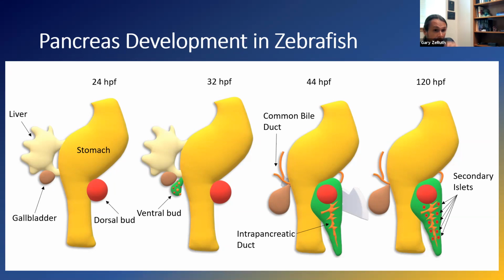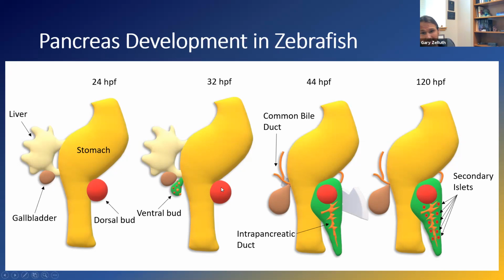The development of the pancreas within the zebrafish starts around 24 hours post-fertilization, where you'll see a dorsal bud emerge off of the gut tube right below the stomach. And then by about 32 hours post-fertilization, you get this ventral bud emerge. Now, the dorsal bud in zebrafish is made up entirely of endocrine progenitor cells that will eventually turn into the endocrine portion of the pancreas. The ventral bud is a mixture of all three lineages, so you'll have progenitor cells for the exocrine, ductal, and endocrine cells in there.